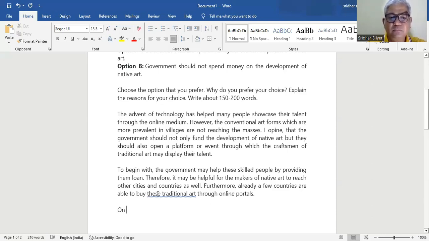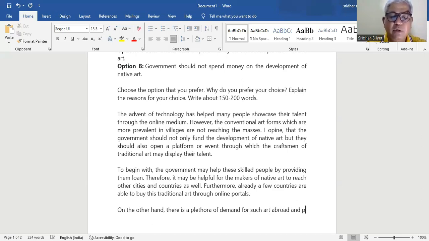On the other hand, there is a plethora of demand for such art abroad, and people sometimes do not get what they want through online portals.